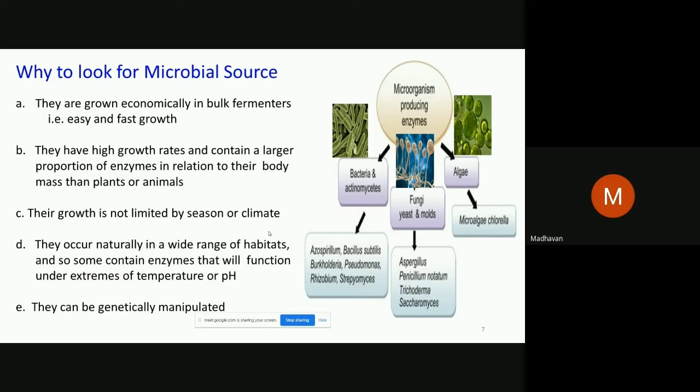So these are some of the advantages of why we look for microbial enzymes. And you see that it is written over here: bacteria, actinomycetes, fungi, algae, all these are known for producing various types of enzymes, like Bacillus, Pseudomonas, Streptomyces. Among fungi you can have Aspergillus, Penicillium, Trichoderma, and microalgae like Chlorella. From all these microorganisms you can have enzymes.